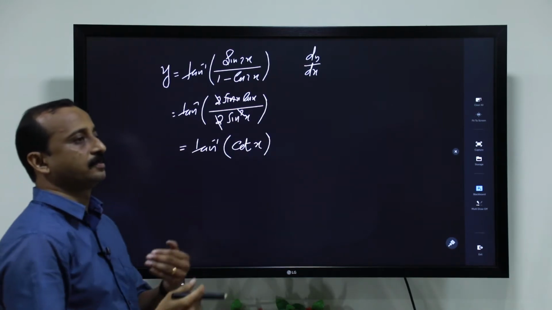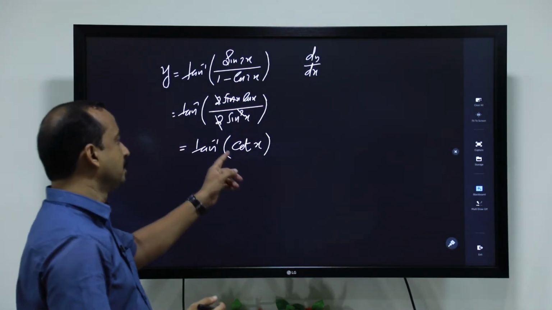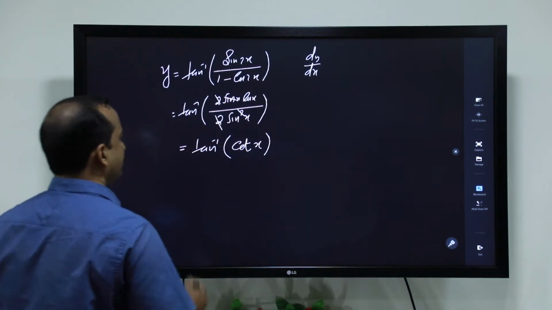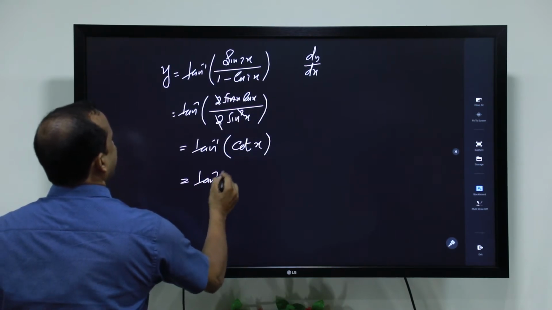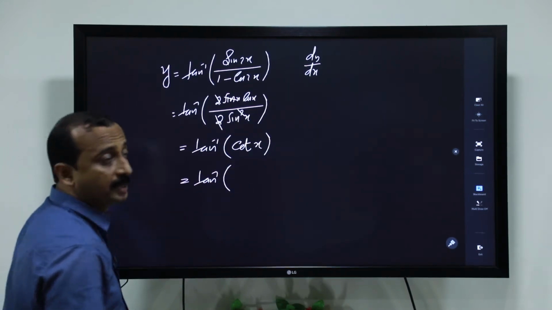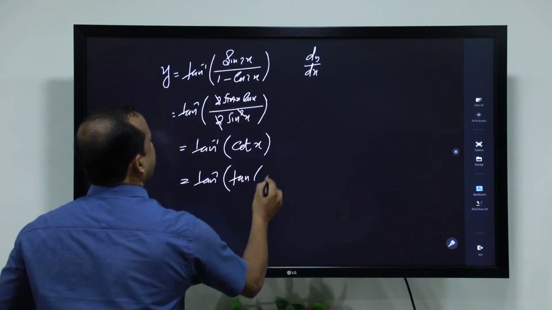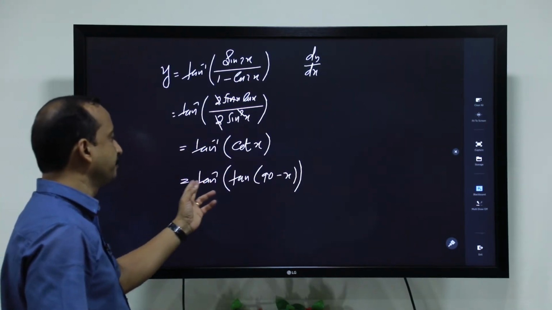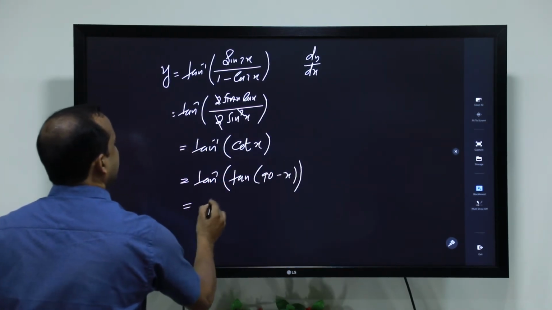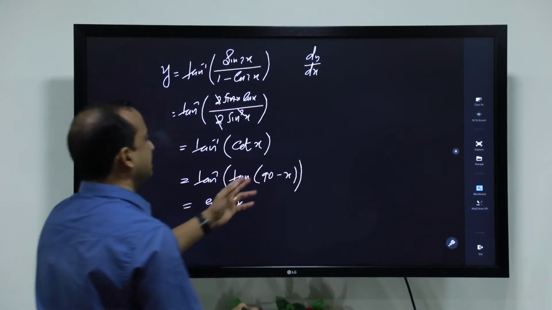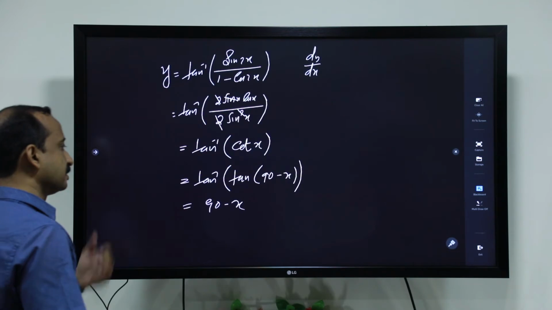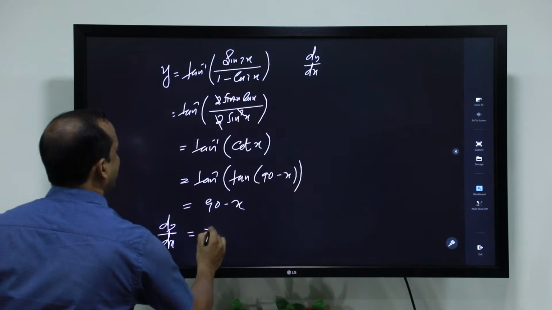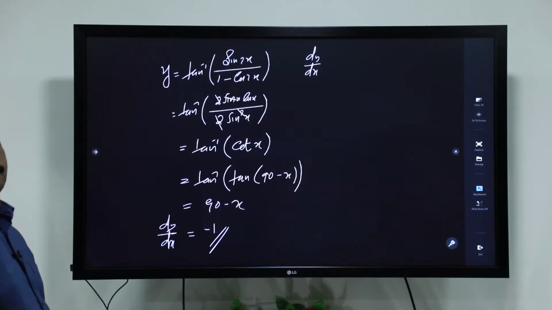Tan inverse tan x is a composite form, the identity function x, but unfortunately here our function is cot x. So first of all we convert cot x in terms of tan. You already know the complementary angle: cot x is equal to tan of 90 minus x, because tan of 90 minus theta is cot x. Now we composite this, tan inverse tan x gives x, therefore tan inverse tan of 90 minus x gives 90 minus x, and its derivative dy by dx: derivative of 90 is 0 and derivative of minus x is minus 1.